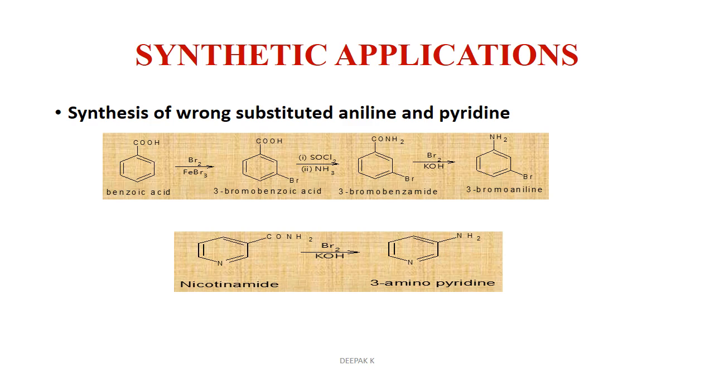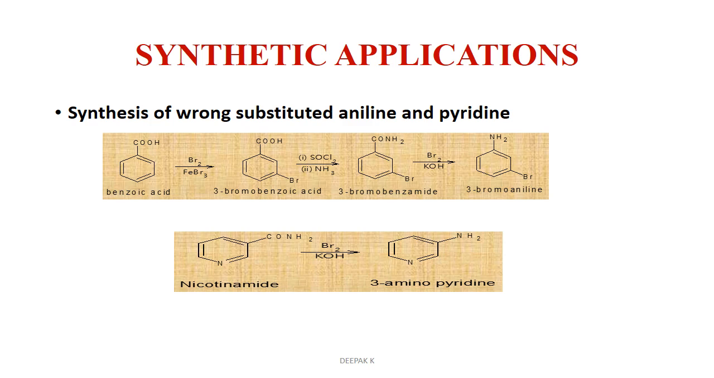Now, what is the synthesis of wrongly substituted anilines and pyridines? Wrongly substituted means, we all know aniline is an ortho-para directing activating group. So if you want to introduce an electrophile to aniline, it will naturally come at the ortho and para positions, right? But here, using this rearrangement, you can prepare meta substituted anilines.